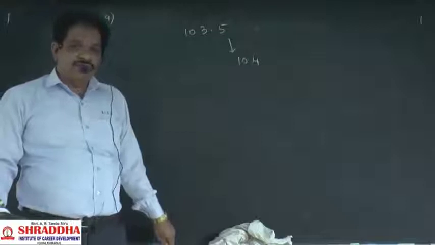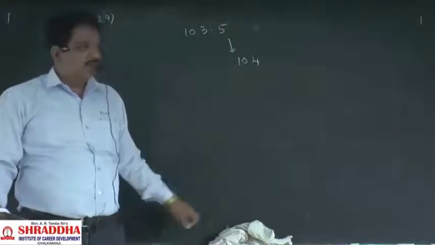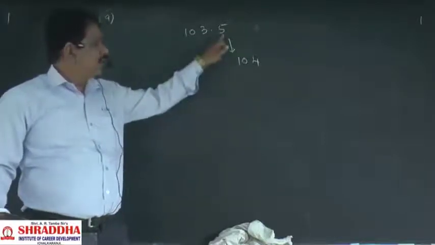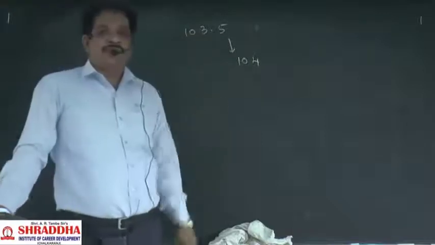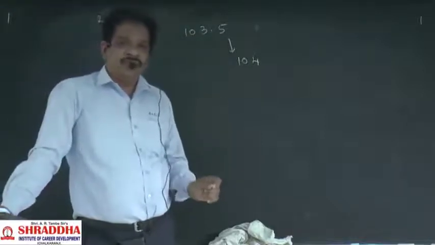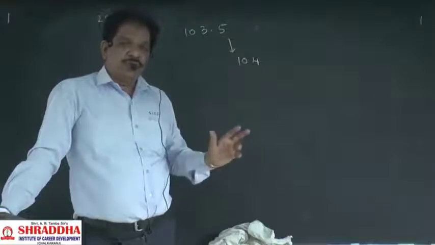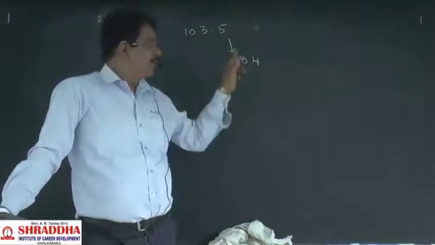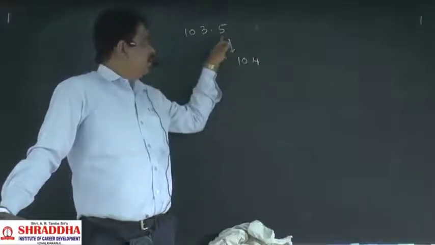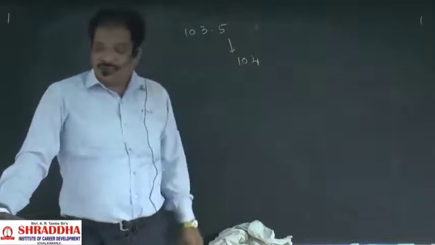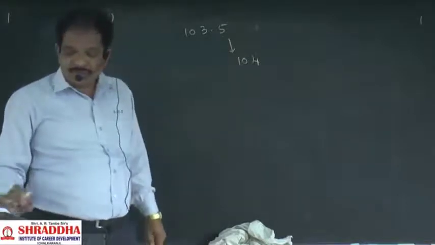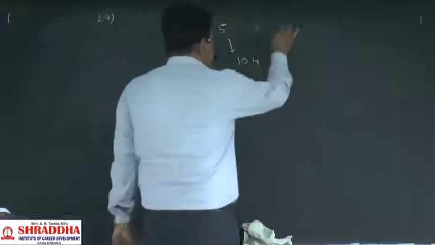103.5 will have four significant figures. You have to discard this 5. If you observe the preceding digit, that will be odd. So it should be increased by 1 when you are rounding off this 5. So it becomes 104. 29, it will be C.